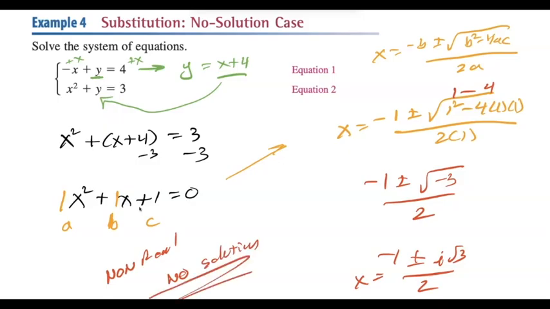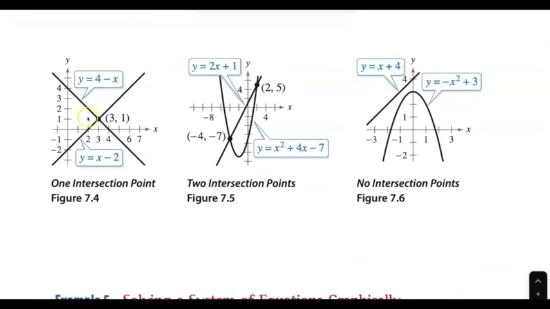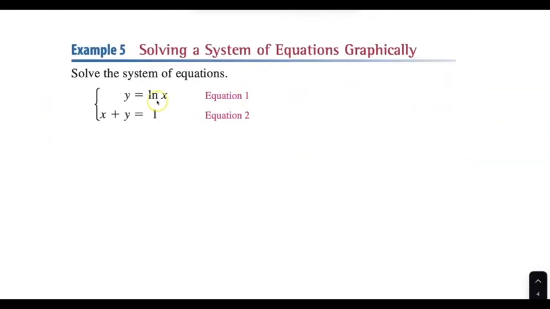That's the no solution case. Okay, what happens when we graph it? Well, there's a couple possibilities. You can intersect at a point. We saw that earlier. If you do a parabola, you can intersect at 2 different points. Or they can not cross. That's what just happened here. We got an imaginary number, they did not cross. So this was solved by graphing.